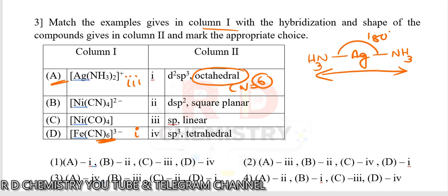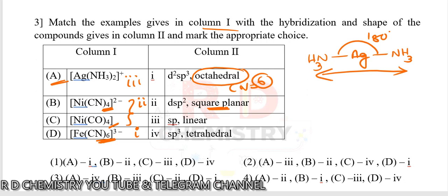Correct? Now there are B and C. Coordination number is 4. Ligands are 4 now in both the cases. This we have studied in the NCERT syllabus itself. Correct? If there is 4 cyanido with a nickel complex, it is dsp2 square planar. So therefore B, Roman number 2, dsp2 square planar.